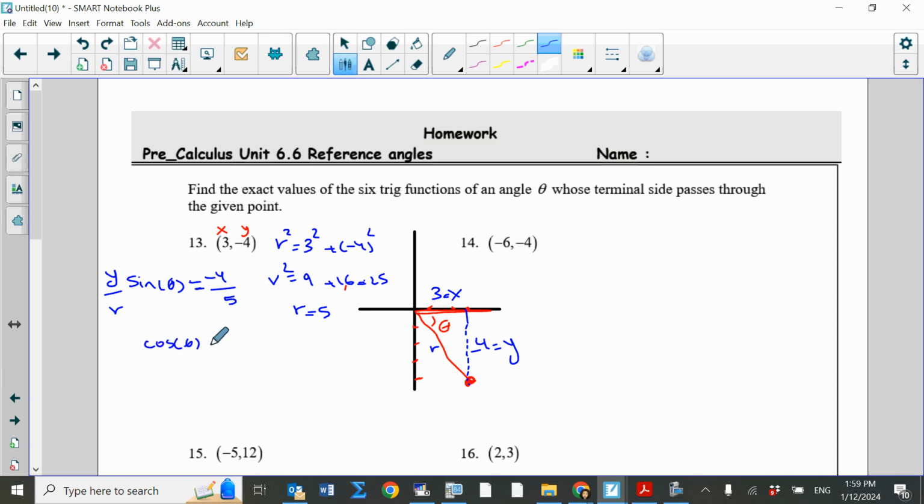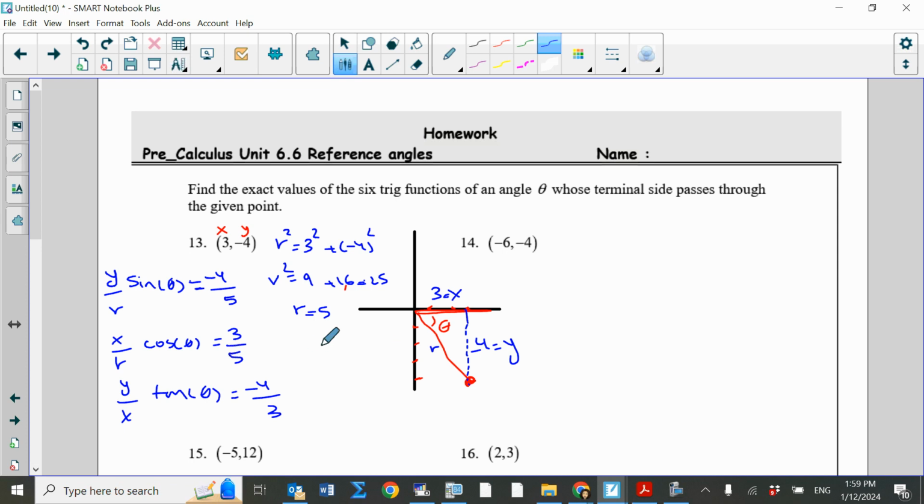Cosine of theta is adjacent side over hypotenuse. So that's 3 over 5. Tangent of theta is opposite over adjacent. So it's negative 4 over 3. That is y over x.